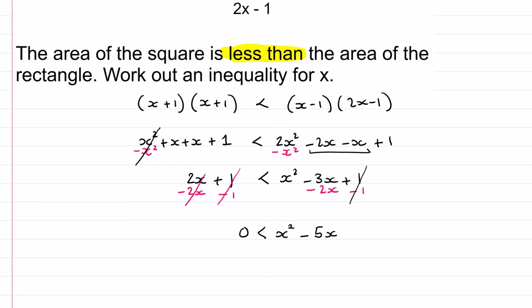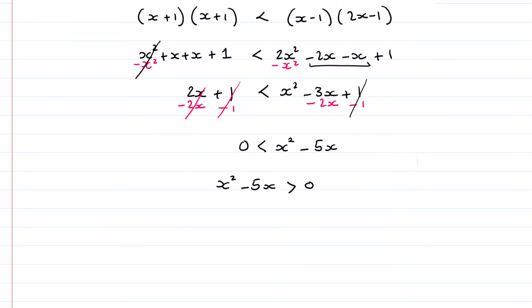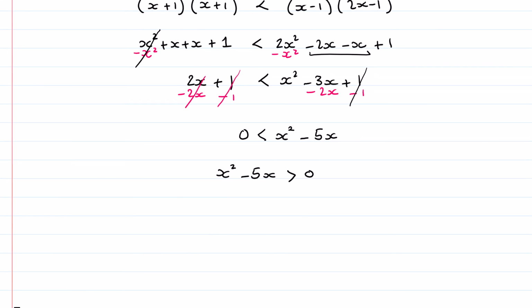If you want, you can turn it around. X squared minus 5x is still bigger than 0. I haven't actually changed anything. I've just written it on this side because sometimes people prefer to see it that way. So that's bigger than 0, and I've written the inequality. I now need to solve it.